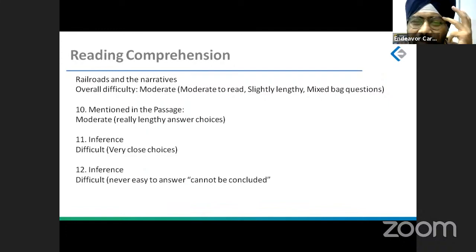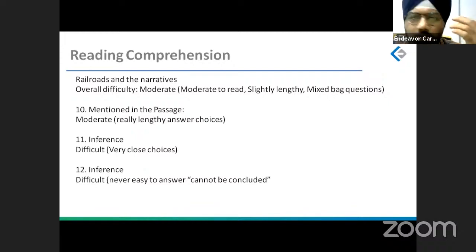True, if I were in your place, I would also feel like, kitna padhne ka yaar, abhi ek lamba passage aa gaya. So 3 questions. First was mentioned in the passage. Why is it moderate? Such long answer choices, 20-22 words ke to answer choices hai, kitna padhne ka, sir? So yes, it was a reading intensive test.